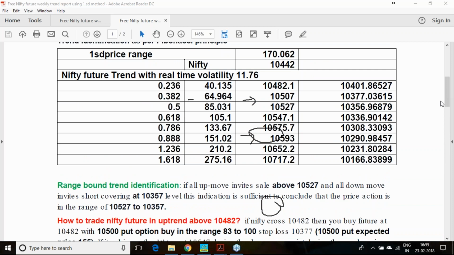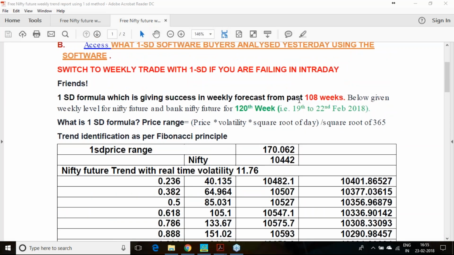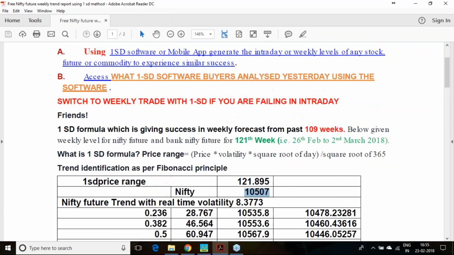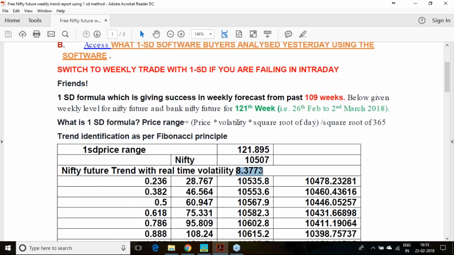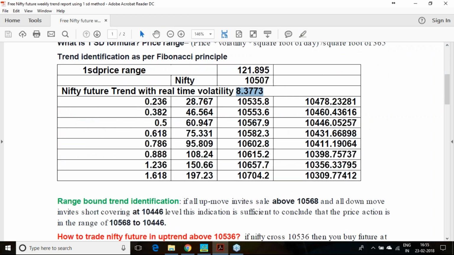When I compare it with the calculation, it suggests that it is a successful week. Out of 120 weeks, 109 weeks it has completed. Now coming to the next week's trend, which is valid from 26th Feb to 2nd March. Volatility has fallen greatly. Last week it was 11% in Nifty future. This week it is coming to 8.37%.